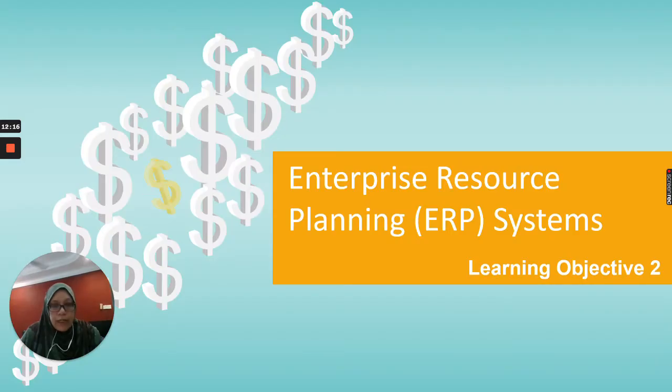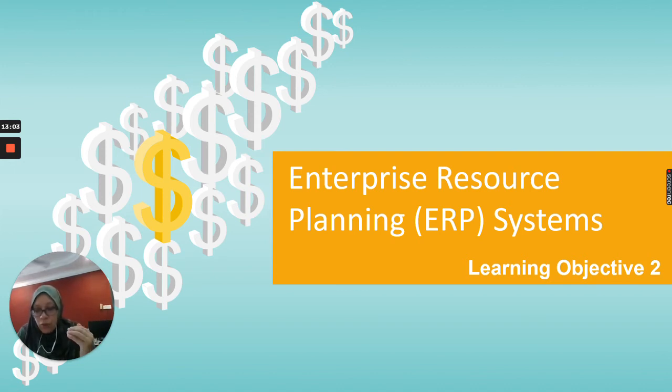And then the last is learning objective number 2. This is related to enterprise resource planning, or we call it the ERP system. The ERP system is actually designed to overcome the problems in the traditional accounting information system. In the traditional accounting information system, the transaction processing system is only concerned with financial and accounting transactions. So they do not capture other non-accounting information.